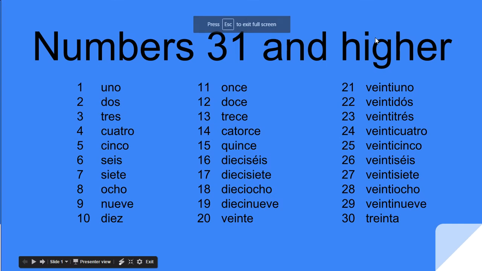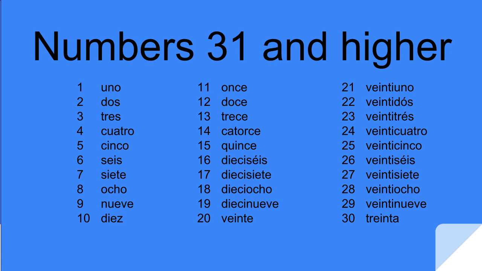Today's mini lesson is on the numbers 31 and higher in Spanish. To get us situated for this today, we need to review the numbers 1 through 30, and we're going to see a very easy pattern starting to emerge once we get out of the 30s.